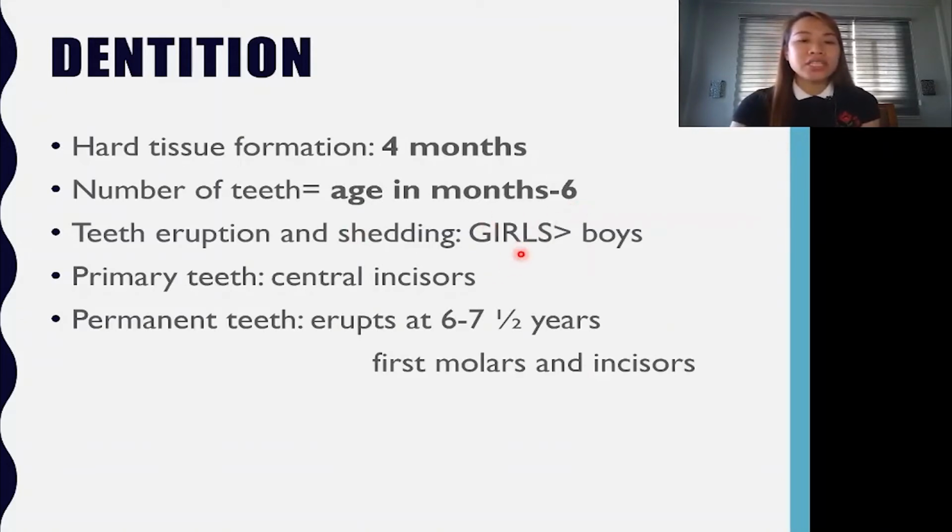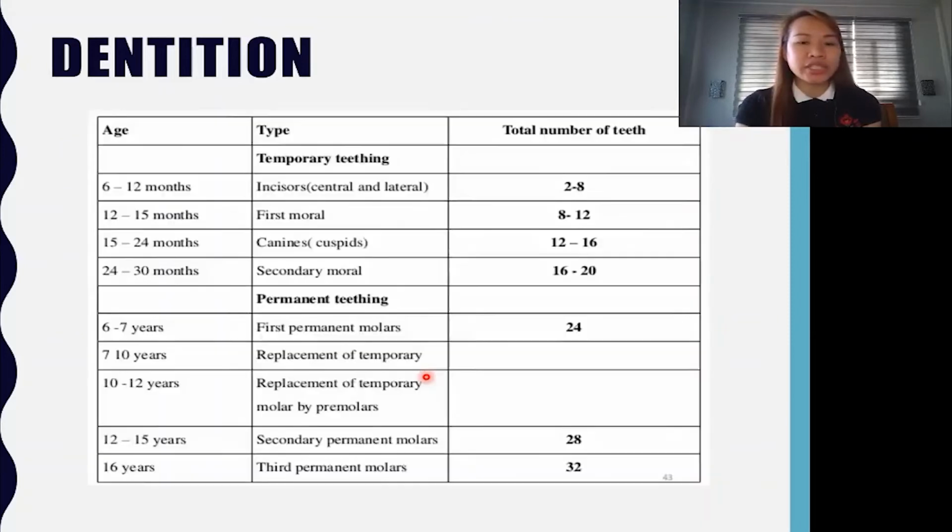Remember, girls start to have tooth eruption earlier than boys, and the primary teeth are the central incisors, yung nasa gitna. Here. So central incisors, particularly the lower central incisors, are the first ones to erupt. Permanent teeth erupt at age 6 to 7.5 years old. Or pag nag-grade 1, diba, natatanggalan na ng ngipin, at grade 1, nag-start na tayo magkaroon ng permanent teeth. And usually, these are our first molars, yung dito, and incisors.